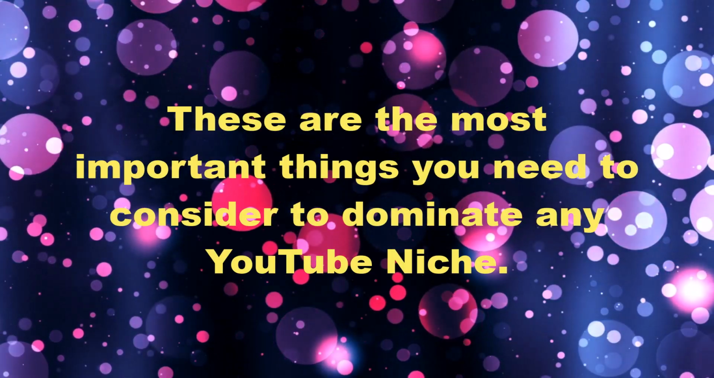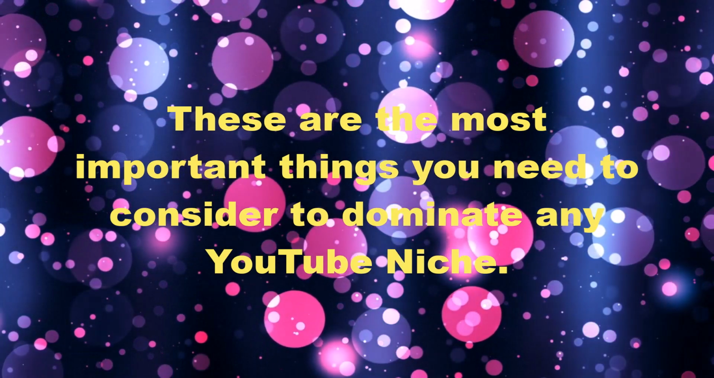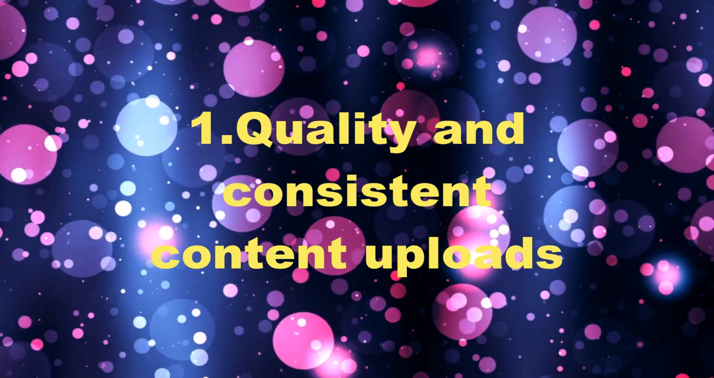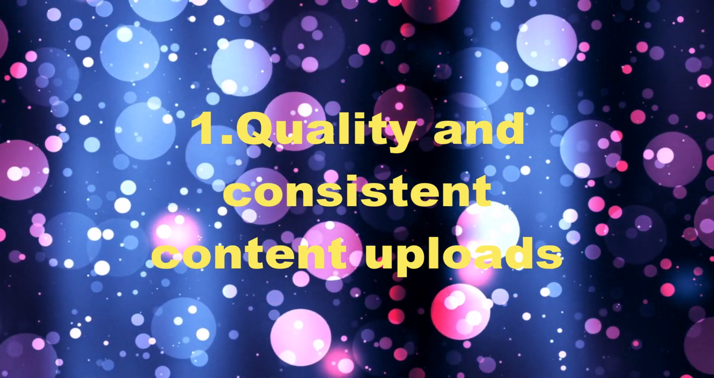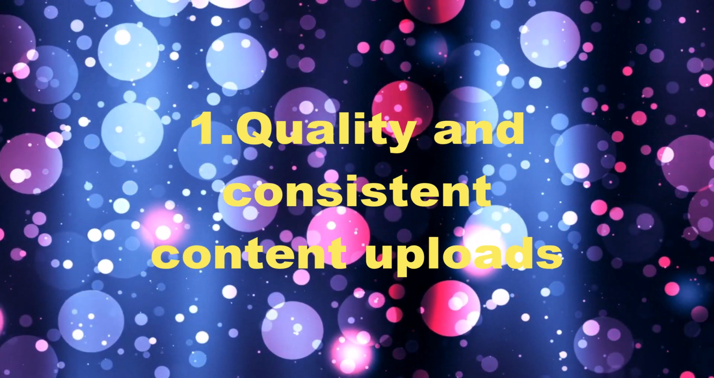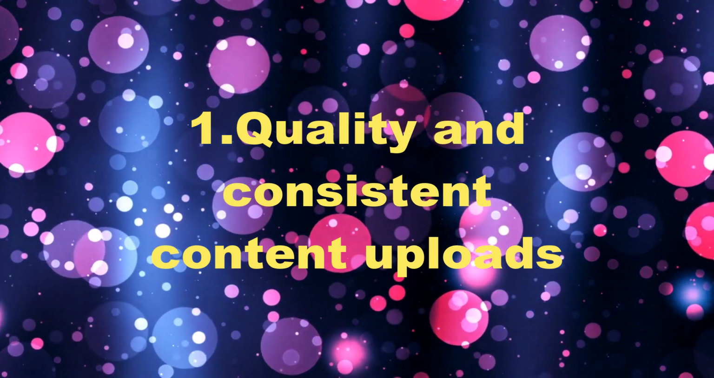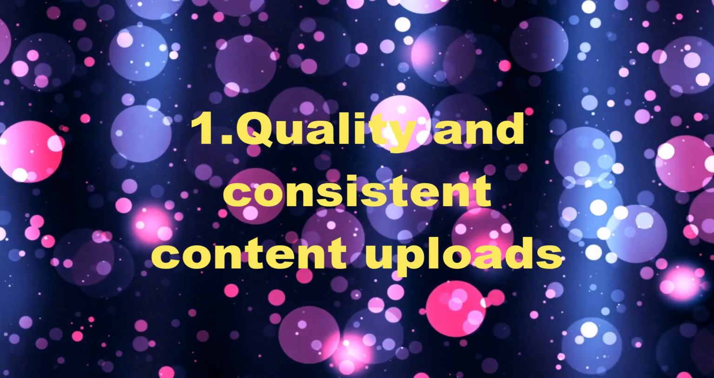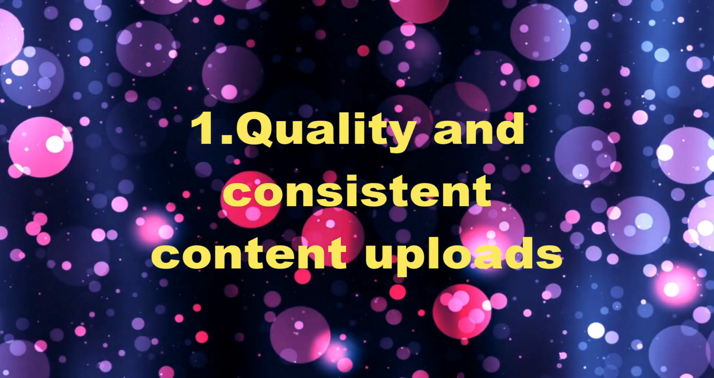All right. Now, these are the most important things that you're going to need to consider to dominate any YouTube niche and to start a successful YouTube channel. Number one, quality and consistent content uploads. That's what I just mentioned to you before. You need to make sure that you're producing quality videos, whether you're on screen, whether you're not on screen, whether you've got the little circular bubble down at the bottom and you're giving some level of instruction. That's something that you're also going to want to make sure that you have there as well.